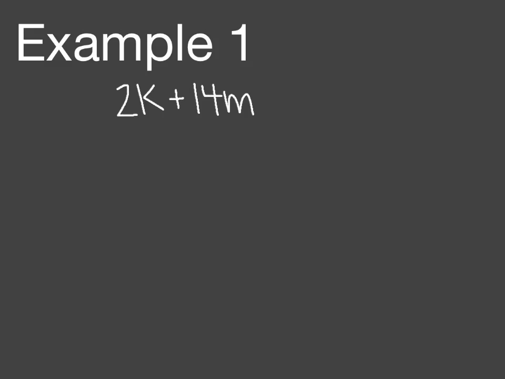So, if I look at this, I can see that I have 2k and 14m. When I want to figure out what they have in common, I need to ask myself, what can both terms be divided by? Well, 2k and 14m can both be divided by the number 2. So I'm putting the 2 in the front. Now what I need to do is take my original problem and divide every term by the number 2.